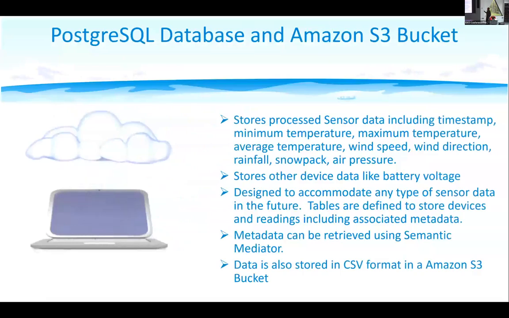So the Postgres database just stores all of the sensor data, including the timestamps, temperatures, wind speed, wind direction, rainfall, all the stuff that's available from the sensor. Also some other information about the sensor itself, like battery voltage. And the way it's been set up is it'll work with any kind of sensor in the future, not just CR1000. It's designed so that you can define fields for each of the sensors and then keep track of the data.